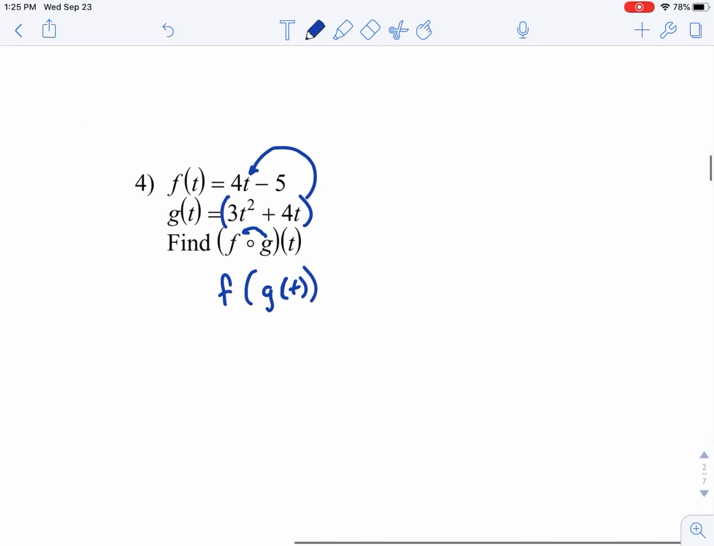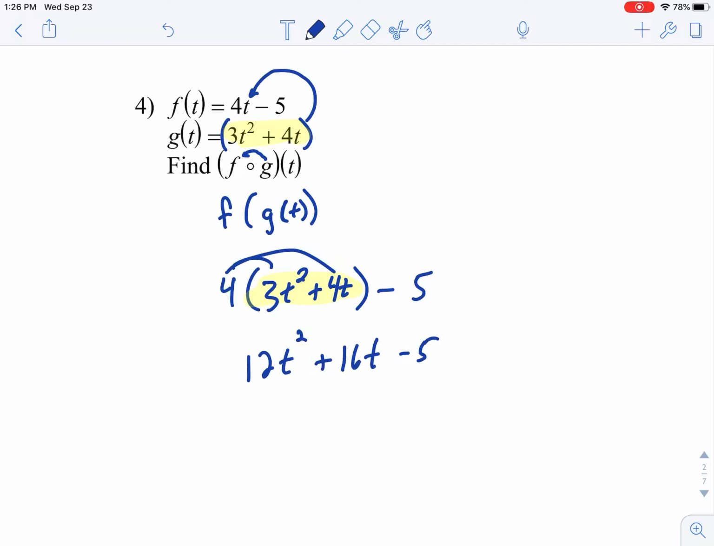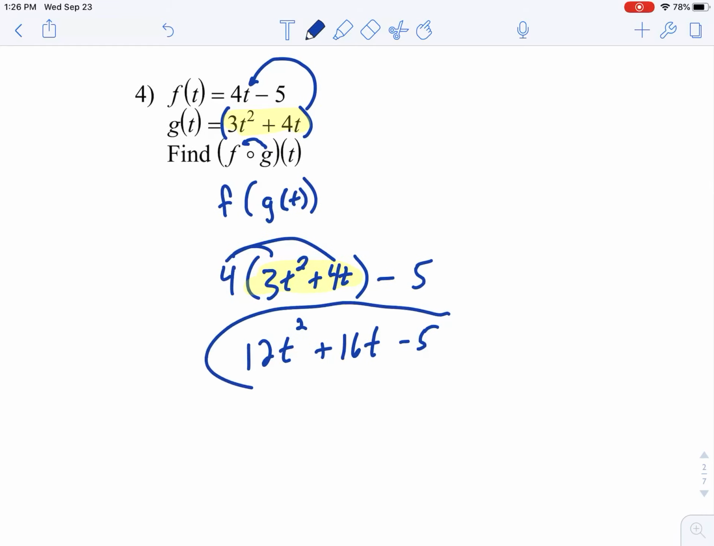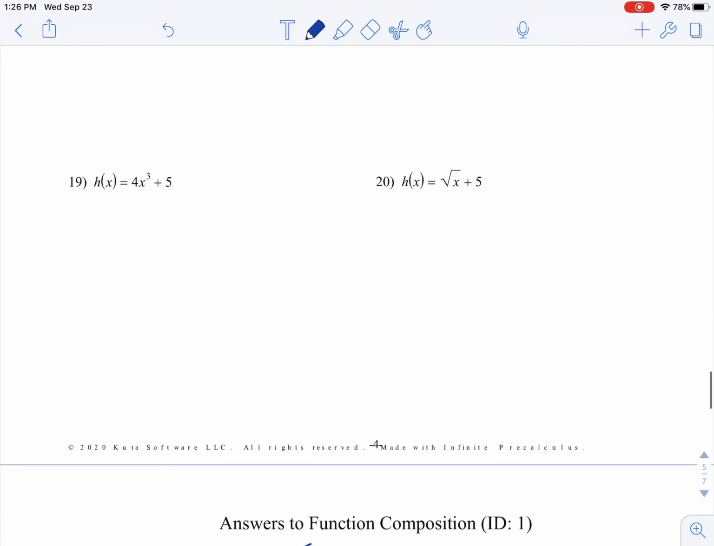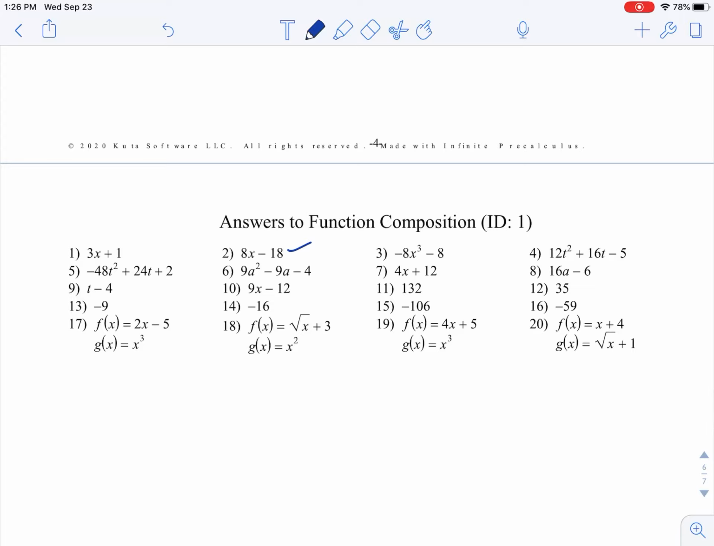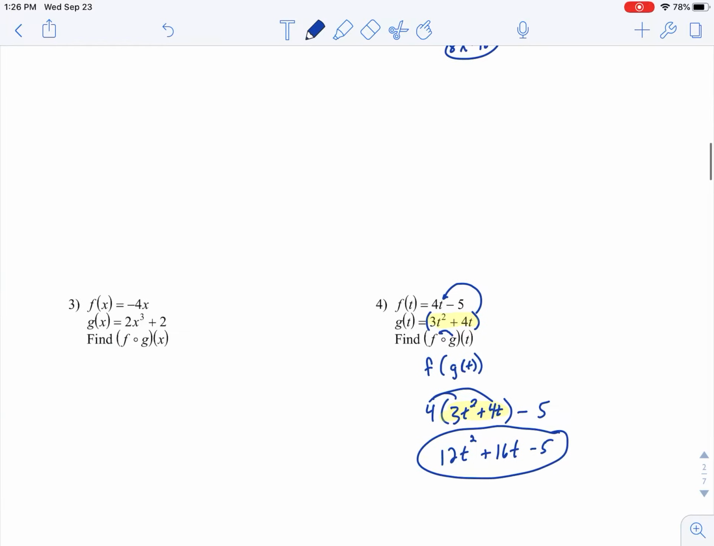So start with f of t, 4t minus 5. But did I write down t? No, I wrote down blank parentheses. In the parentheses, you need to write 3t squared plus 4t. Having done that, it's just simplifying. Distribute the 4: 12t squared plus 16t minus 5. Combine like terms if you can. Well, you can't here. There are no like terms, so that should be the final answer. Number 4, 12t squared plus 16t minus 5. And right there. So putting a function into a function and then simplifying it.